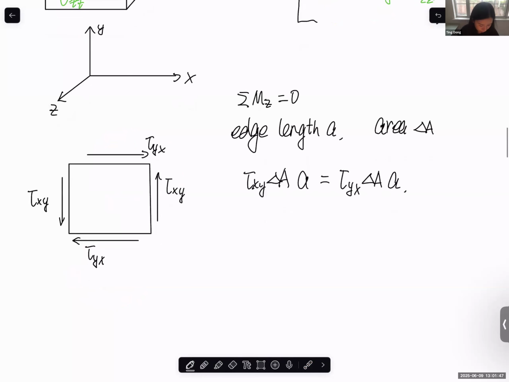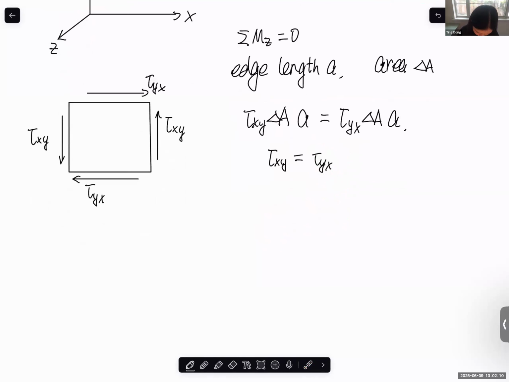So this is a simple derivation, and from it we know that tau xy equals tau yx. That's what I said: the 9 components in the state stress matrix are not 9 independent components, because if you want your structure in equilibrium, using the moment equilibrium equation, you always have tau xy equal to tau yx. Similarly, we have tau xz equal to tau zx, and tau yz equal to tau zy.